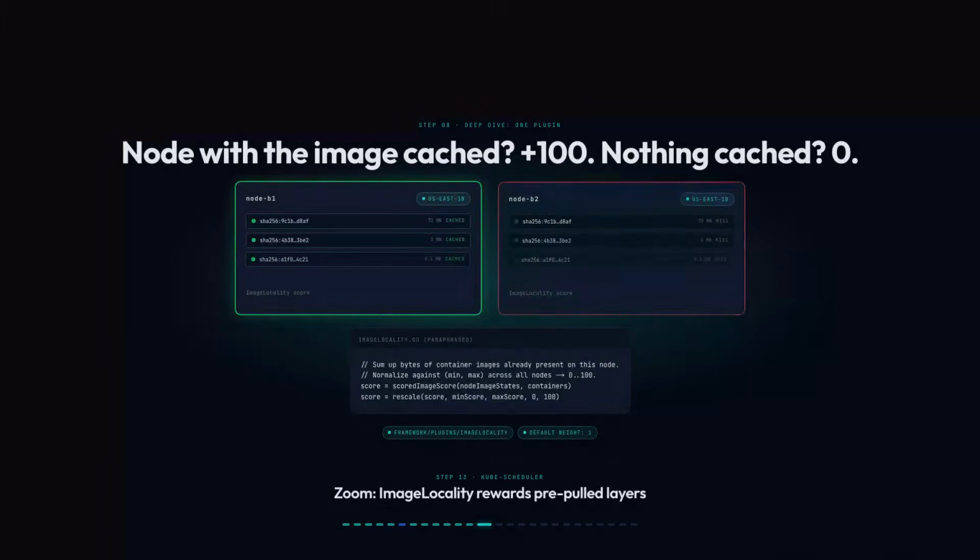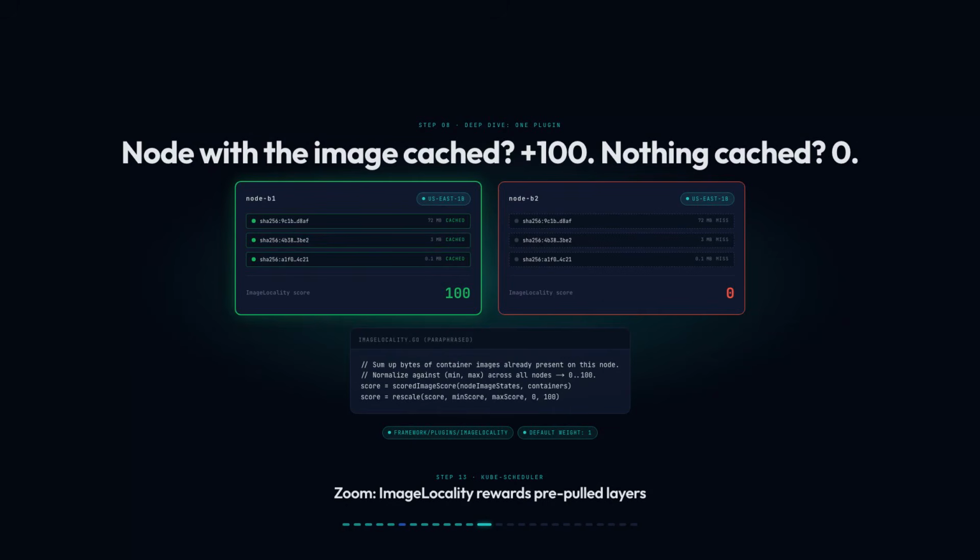So quick zoom on one plugin, ImageLocality. I love this one. It asks a super simple question. Node, do you have the image layers cached? That is it. And node B1 has nginx cached. Score 100, maximum. Node B2, nothing, 0.